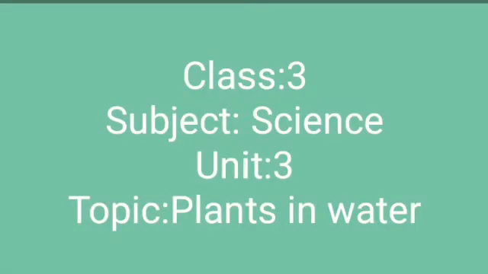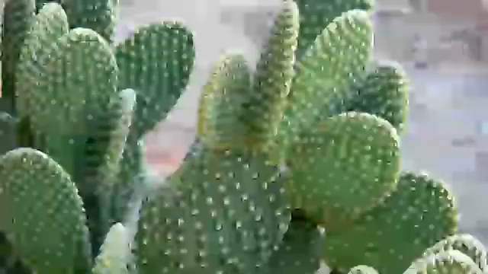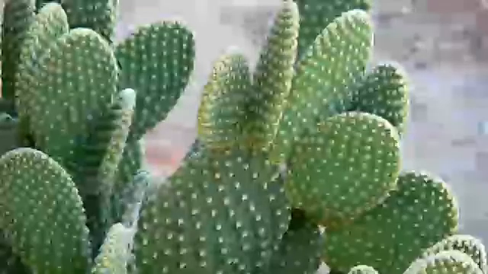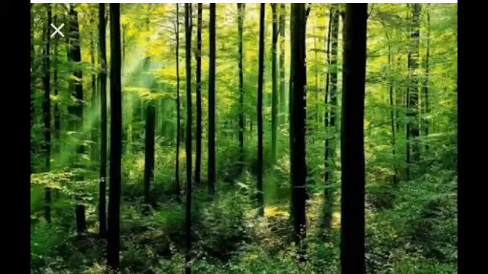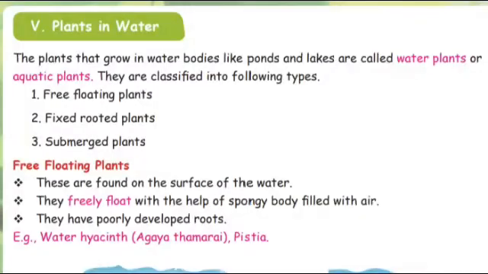Class 3rd standard. Subject Science. Unit 3 and topic Plants in Water. In our previous class we learned about terrestrial plants and their adaptations. In today's class we are going to discuss aquatic plants and their adaptations. Let's discuss one by one.